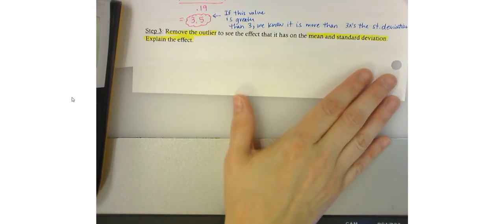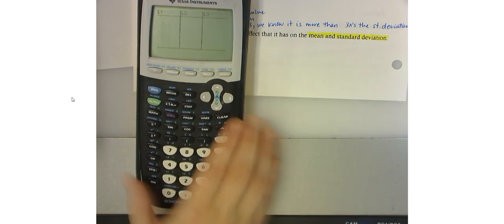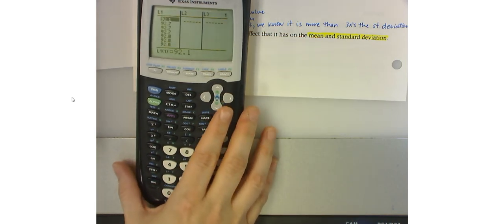Okay, so we're going to go to stat. We are going to go to enter. And then we are going to delete the outlier, which really, if you're looking for the outlier, it's either going to be where? The first or the last, right? Okay, so to delete this, all you have to do, select it, delete, and it's gone. Because we have to remove the outlier.